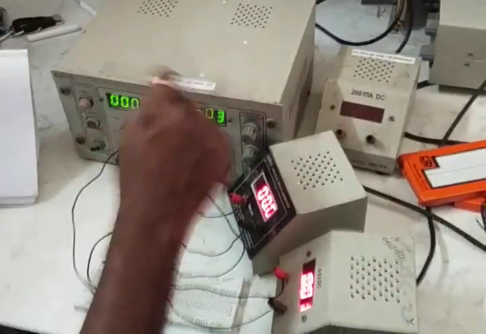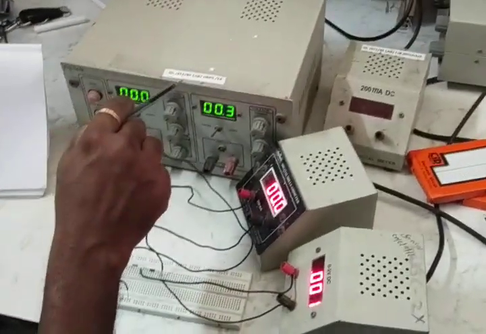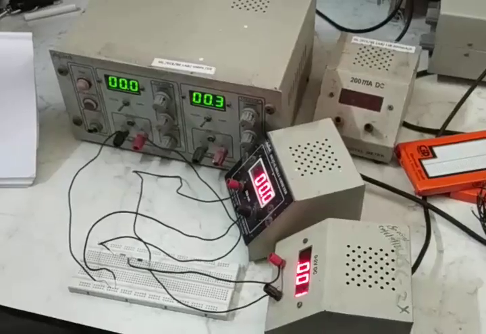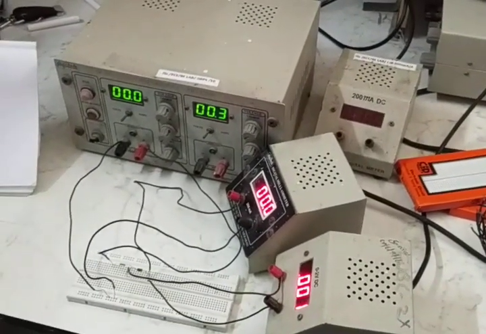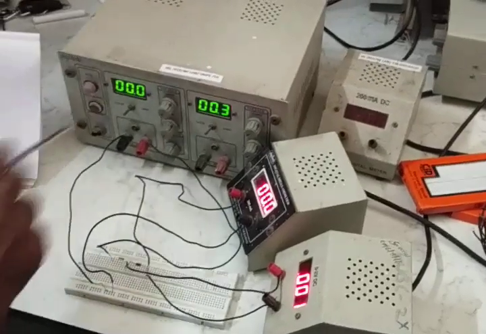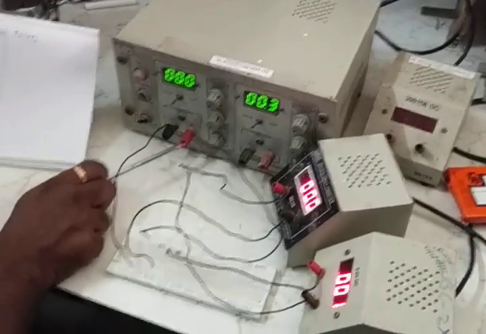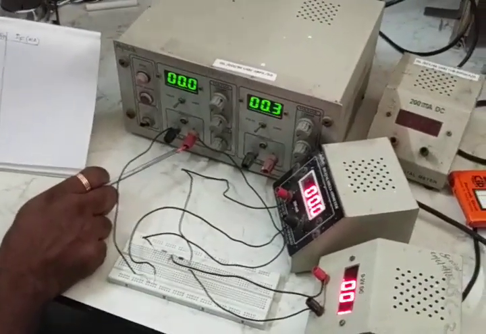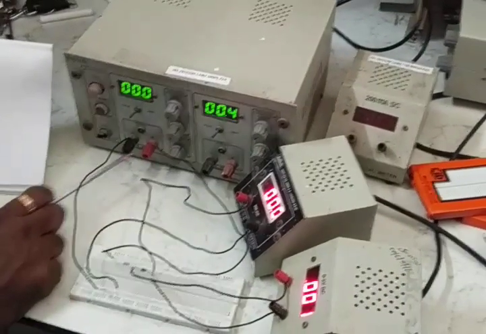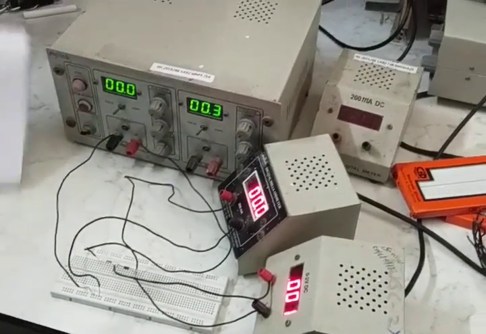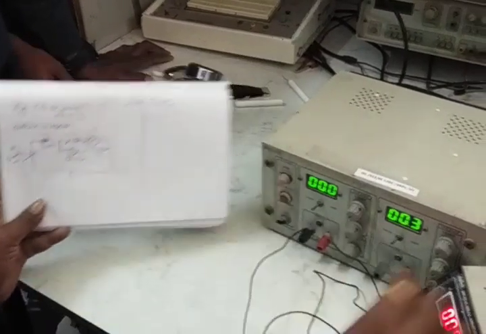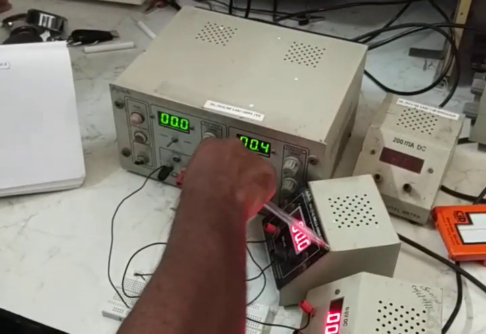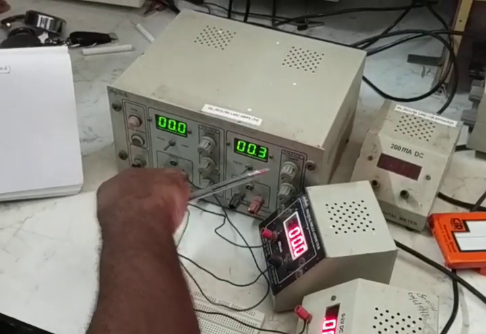Now I come to the circuit diagram. The 0 to 30 volts DC power supply is called a regulated power supply, RPS. See this one, the red knob is always the positive one, and the black one will be negative. According to the circuit diagram, positive has to be connected to the resistor.